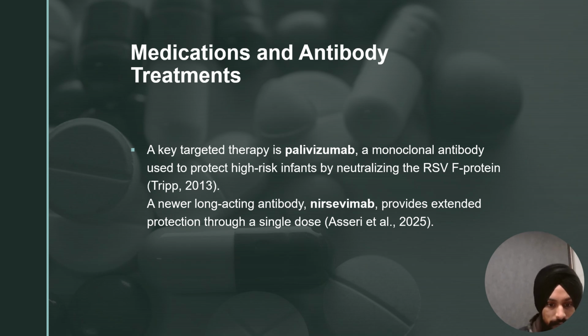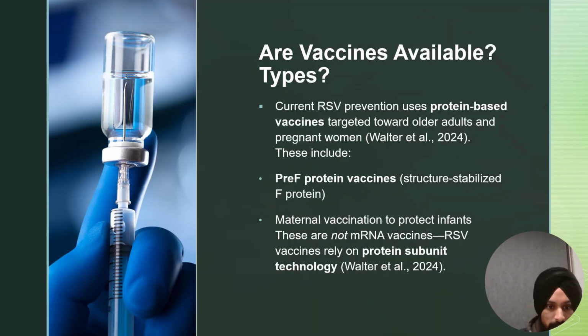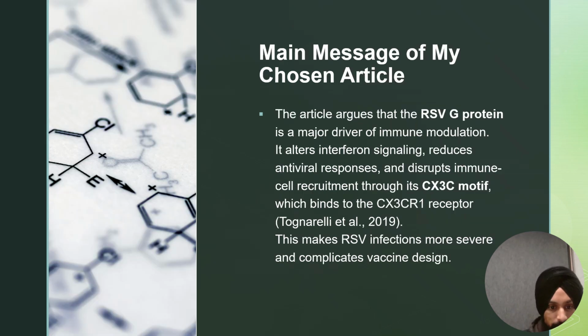Slide 11, vaccine. Vaccines have finally become available for adults and pregnant people. The vaccines are also protein based, not RNA. They use a stabilized form of the RSV F protein called the pre-fusion F protein. Older adults can receive these vaccines directly, or pregnant people can receive them so that the protective antibodies pass to the infant before birth. These vaccines greatly reduce the chance of severe RSV disease in babies and seniors.